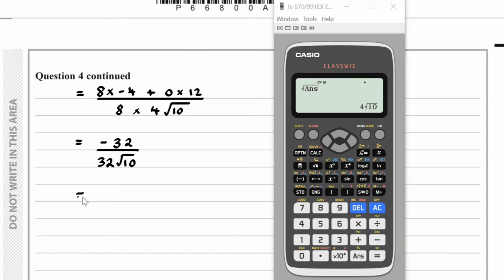And therefore, theta is equal to the inverse cosine of minus 1 over the square root of 10, which I'm doing because the minus 32 over the 32 gives minus 1. So the inverse cosine of this is 108 degrees, given to three significant figures.